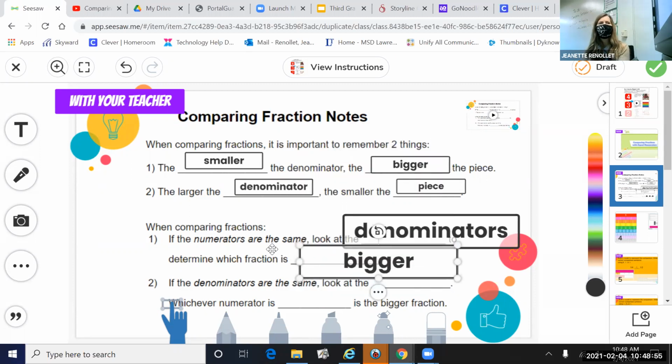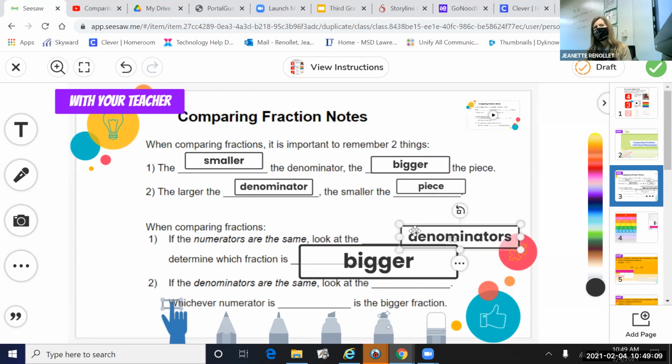If the numerators are the same, look at the denominators to determine which fraction is bigger. I know, I just locked mine. You can do the same. So squeeze these in to fit into the blanks.